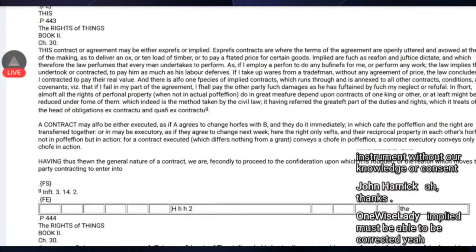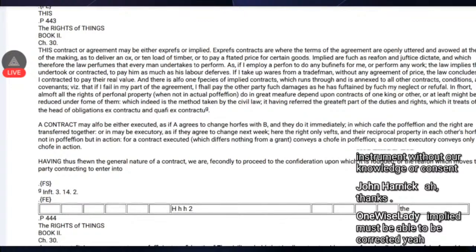In short, almost all of the rights of personal property, when not in actual possession, do in great measure depend upon contracts with one kind or another, or at least might be reduced under some of them, which indeed is the method taken by the civil law, it having referred the greatest part of the duties and rights which it treats of to the head of obligations ex contractu and quasi ex contractu, so out of the contract or arising out of the quasi contract.